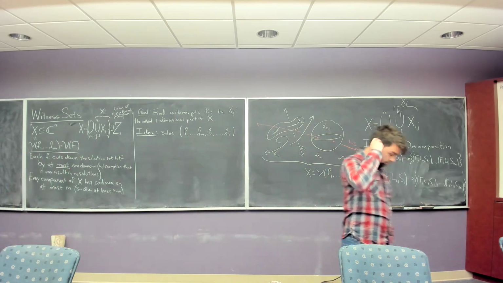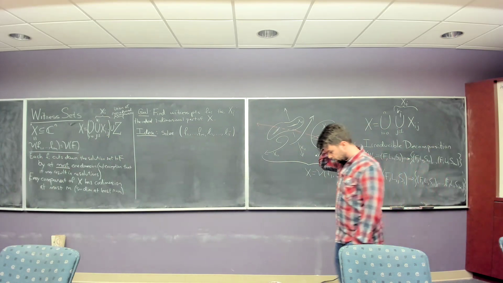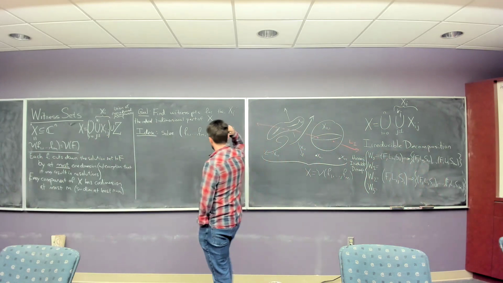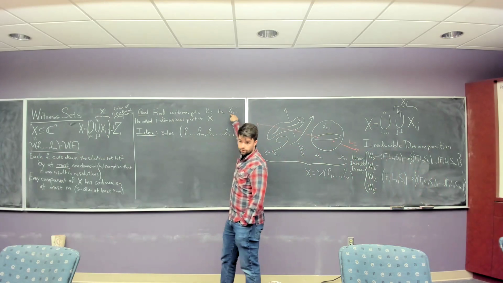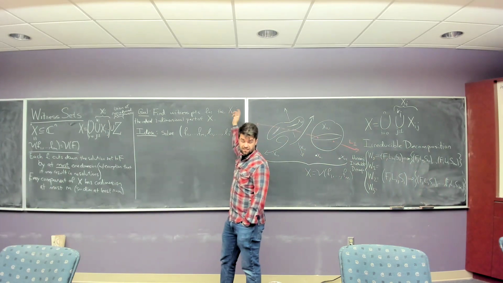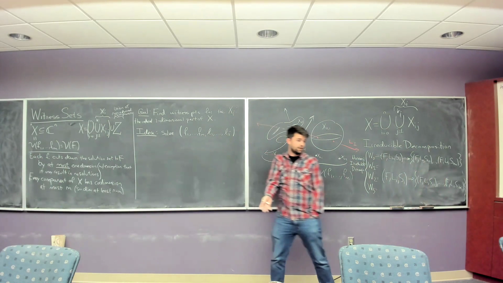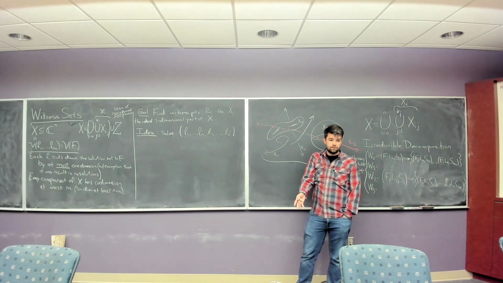So if I want to find isolated points of the intersection of Xi with a complementary dimensional linear space, that means I need to slice with an n minus i dimensional linear space.